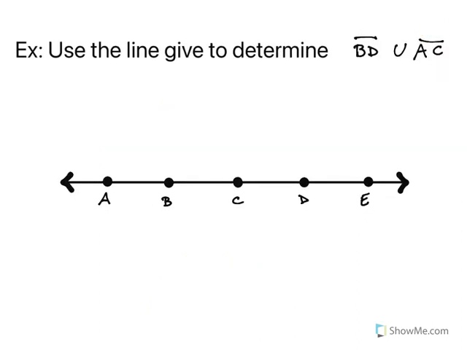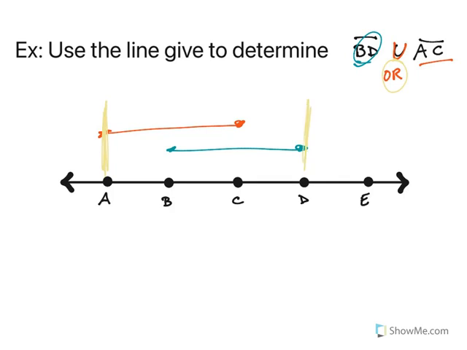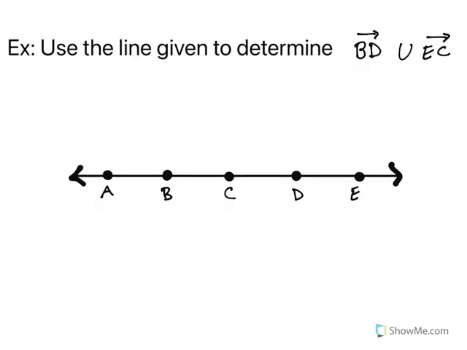Now let's find the union of segment BD and AC. Union means or. So segment BD, B to D. Segment A to C. Now we're talking about or. It doesn't have to be both, it can be either one. So we start leftmost and go to rightmost. So segment AD covers all of them, right? Because it's or. We want this or this. So it's all of that. So segment AD. Let's do another one.